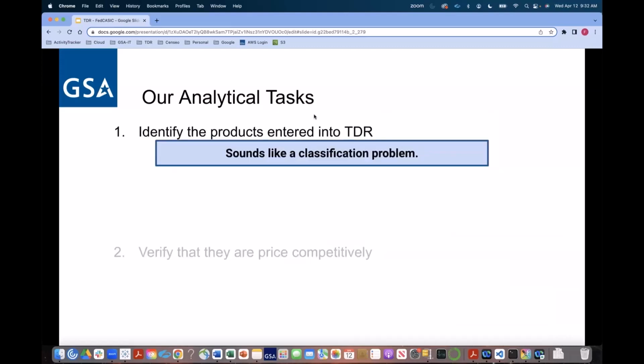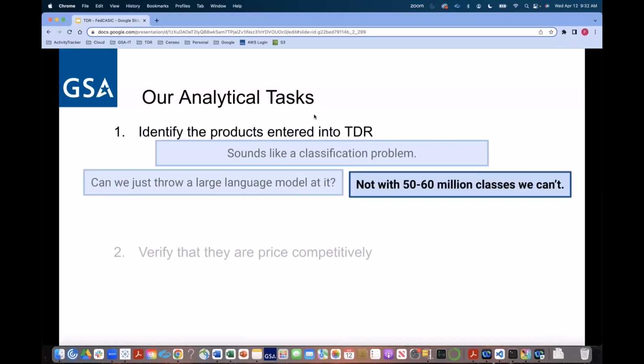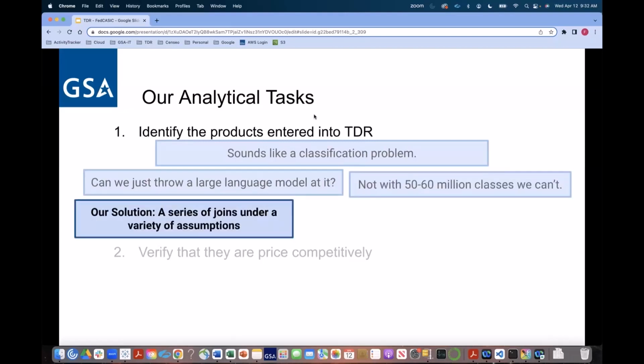So let's think about our solution. We're trying to identify these different products, and it does sound like a classification problem. Can we just throw a large language model at it? Not with 50 to 60 million classes, we can't; we'd overwhelm any system. Our solution is a series of joins under a variety of assumptions.